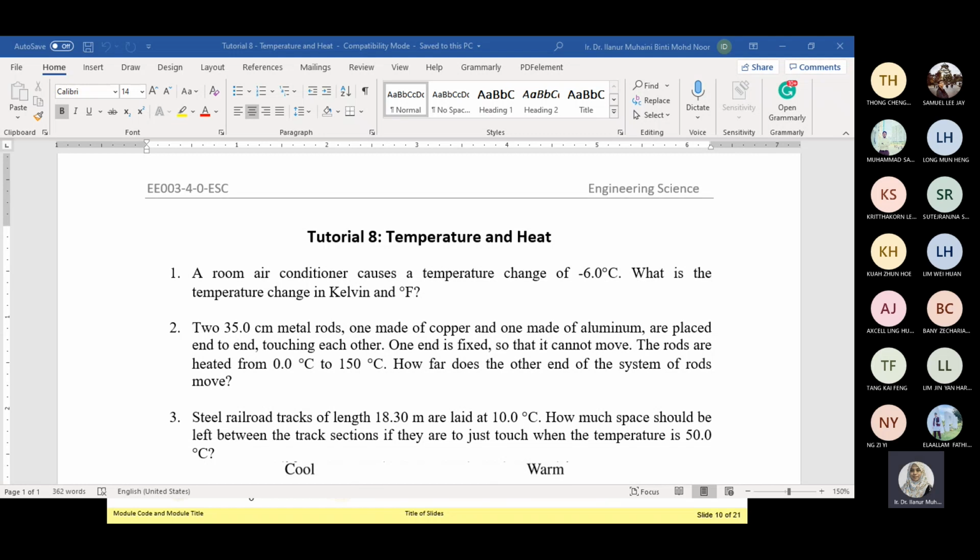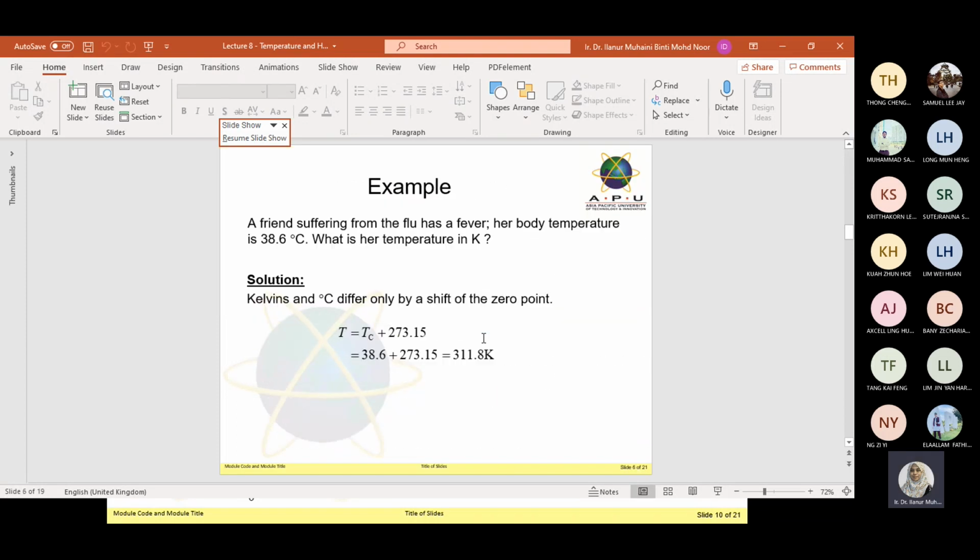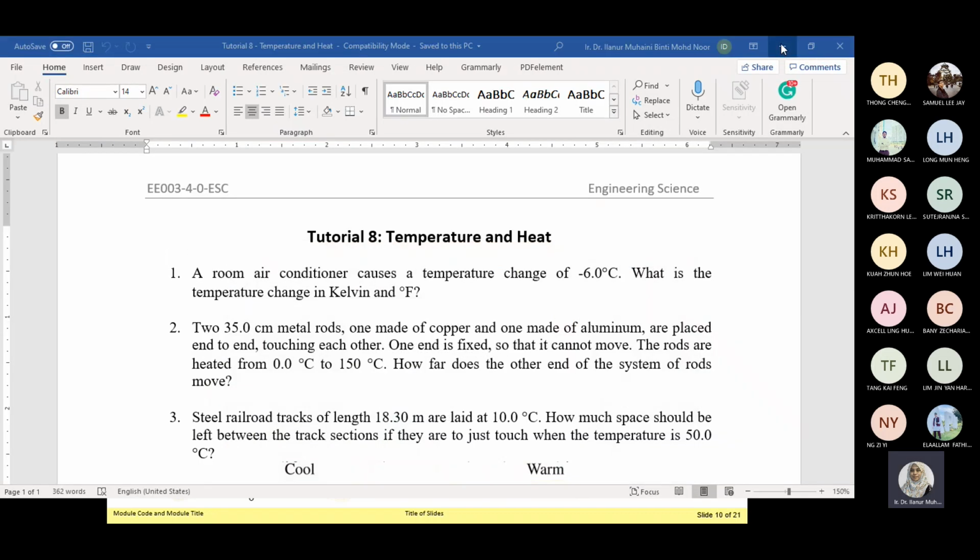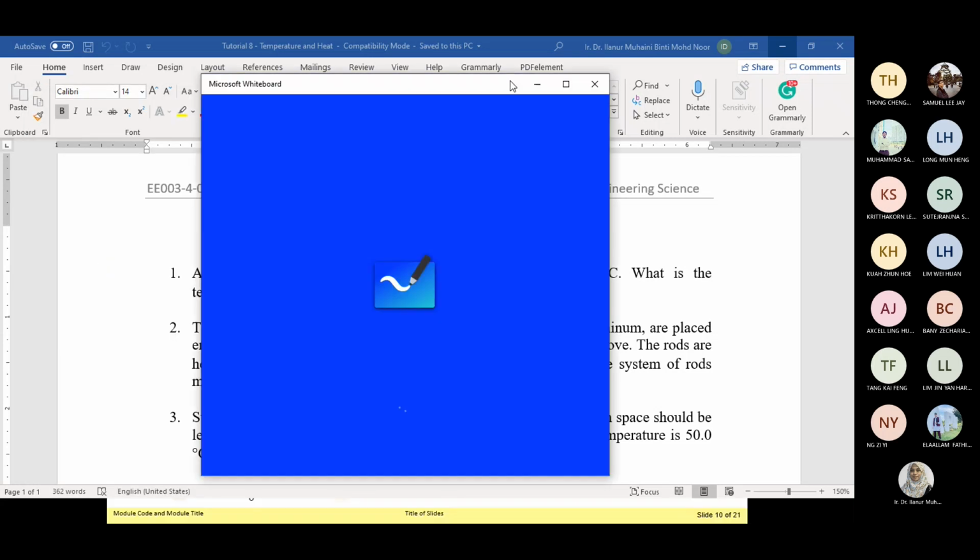So just add, right, the 273.15. Okay, so just use this. You add 273.15 to the temperature given. The temperature given is minus 6. So minus 6 plus 273.15.